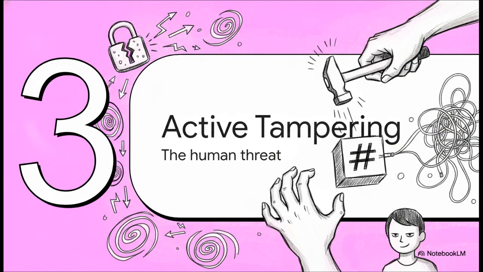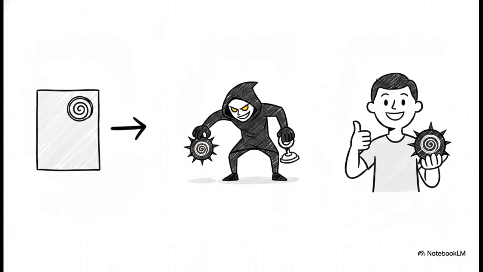Which brings us to Section 3, the active tampering problem. Now, here is the terrifying twist in our security architecture. While hashes brilliantly catch accidental corruption, they fail completely and utterly against active tampering. Imagine a man-in-the-middle attack. Alice sends a file and a hash to Bob. But a hacker, let's call her Eve, intercepts this transmission.